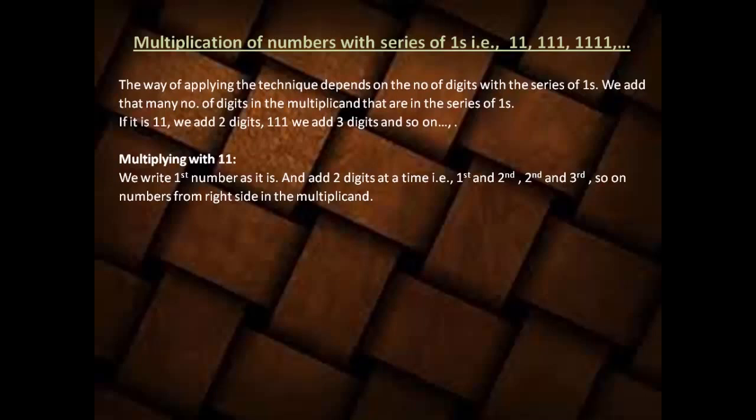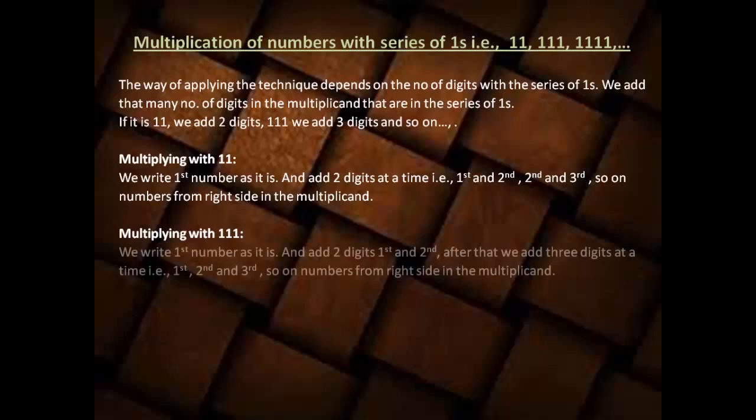And if you are multiplying a number with 111, we write the first number from the right side in the multiplicand as it is in the answer. Afterwards, we add 2 digits, that is the first and second digits from the right side, and place that sum in front of the digit that we have written in the answer. After that, we add 3 digits at a time. Why? Because we have 3 ones here. This process continues until the digits in the multiplicand get completed, and it is done from the right side of the multiplicand.